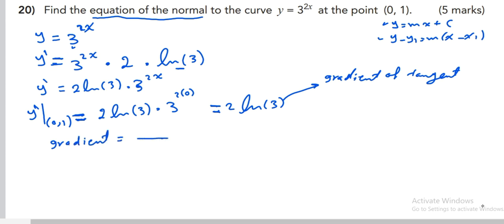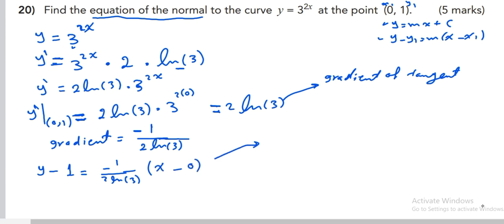upside down and change the sign. So it will be 1 over 2 ln 3, and change the sign to be negative. Here, after getting the gradient, we will use any of these two forms. So I'll use the second one, y minus y1. This is x1, this is y1. y minus 1 equal negative 1 over 2 ln 3 multiplied by x minus x1, which is 0. So it will be y minus 1 equal negative 1 over 2 ln 3 x.